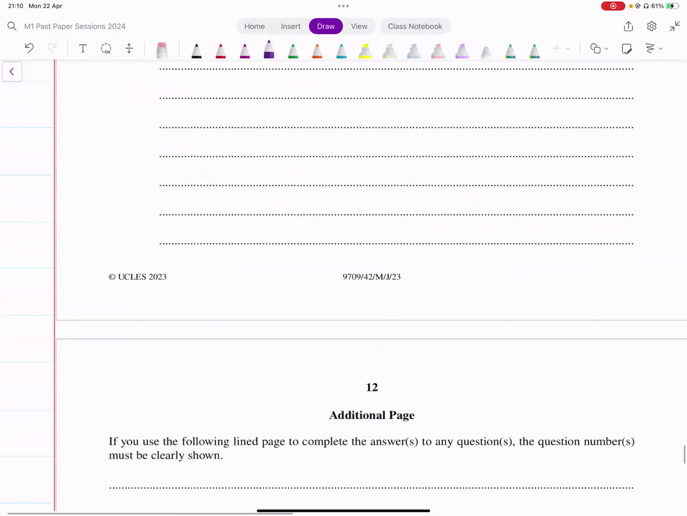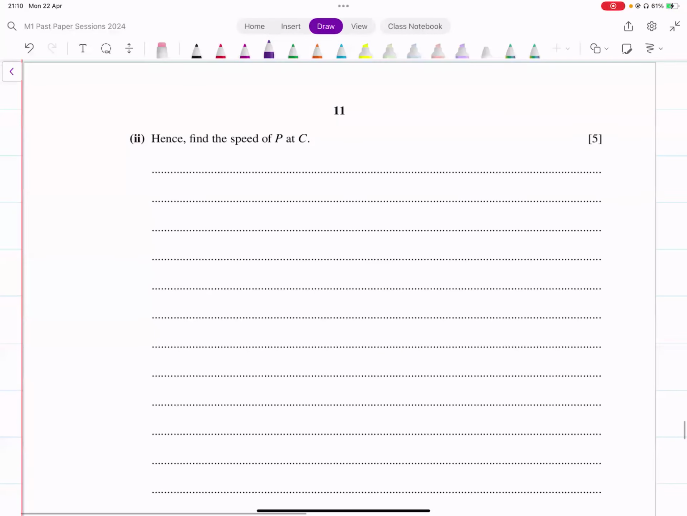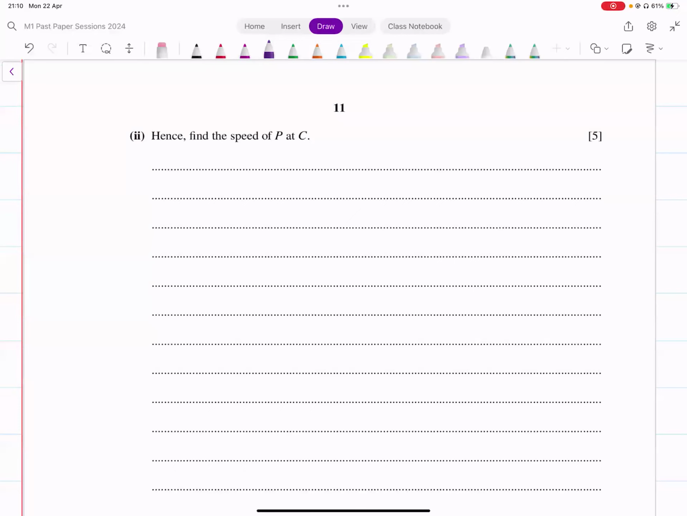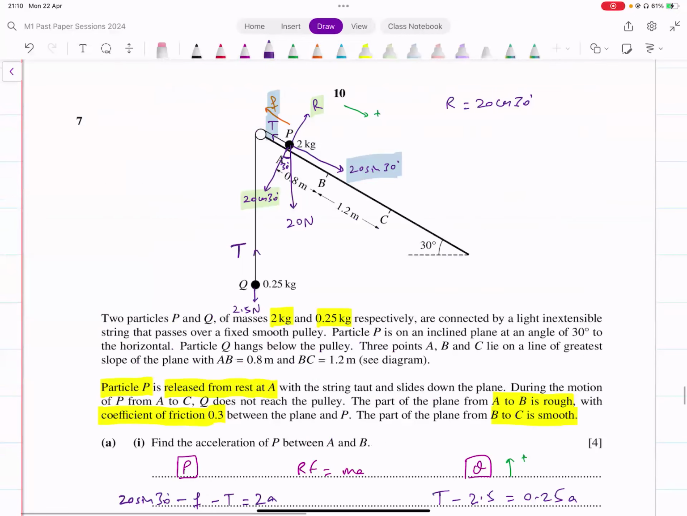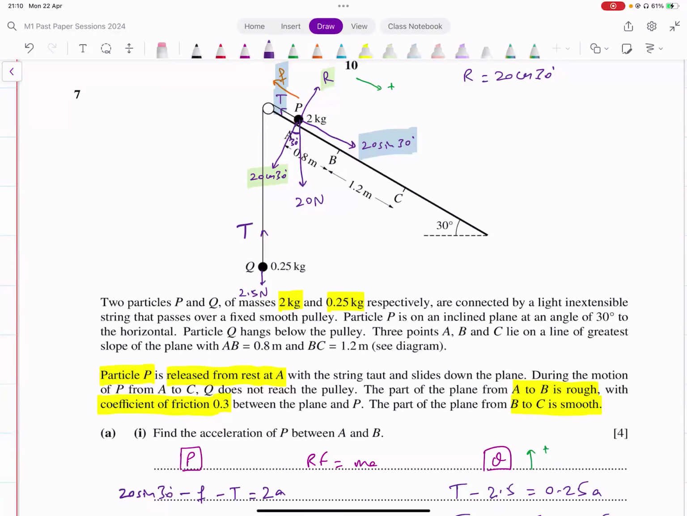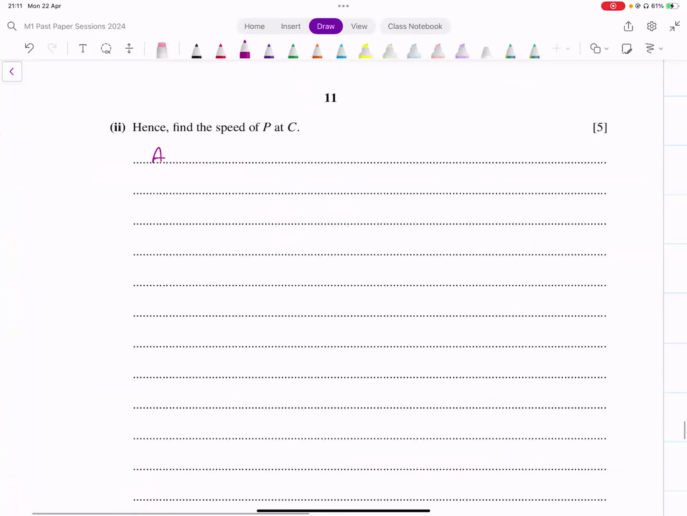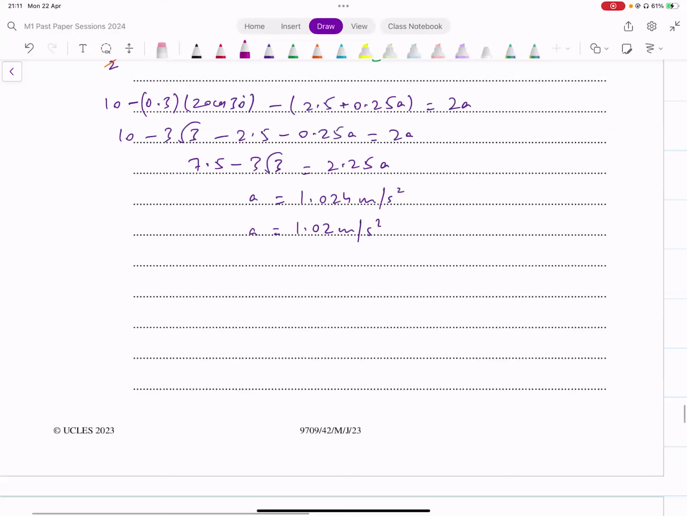That was part A. Now, part B says, hence find the speed of P at C. Speed of the particle at the point C now. Okay, now how do you figure this out? There are two parts of the journey. The particle started from A. It reached the point B first of all, and then it will go from B to C. Let's break this journey down into two parts. One part is from A to B, and the next part is from B to C. Right? These are the two parts of the journey.